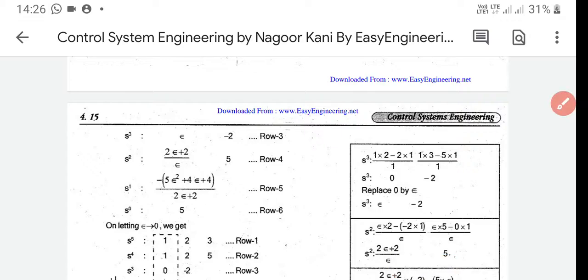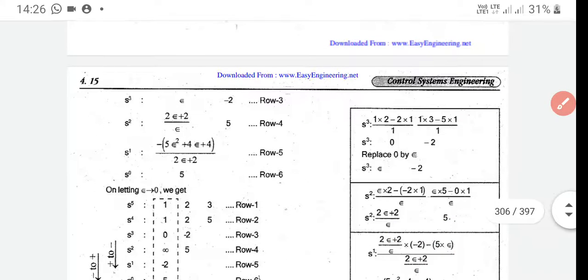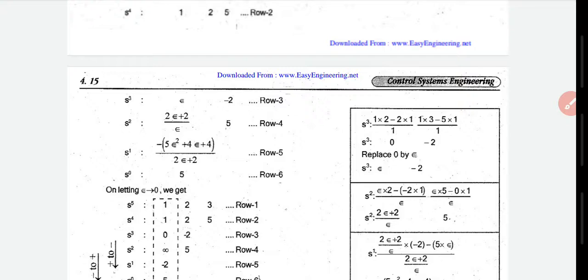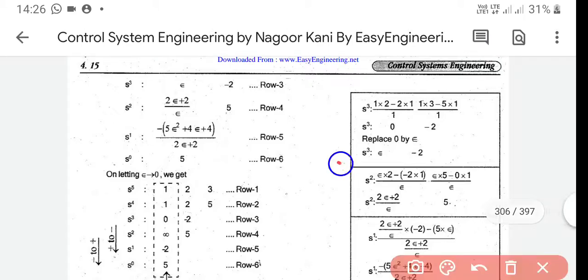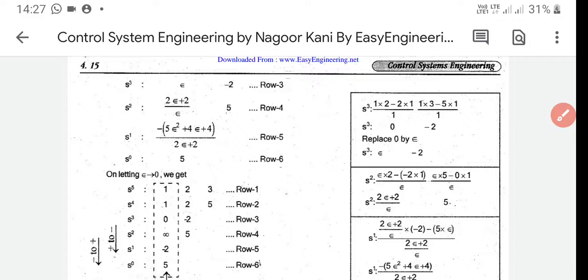So the case 3, what you are saying: if you obtain the first element as 0 within the given row, you have to replace that 0 with an epsilon, for finding the next elements of the given row. So you are replacing the 0 with epsilon. So epsilon and minus 2. Now you have to calculate s^2. The s^2 values can be calculated by considering the s^3 and s^4 rows.